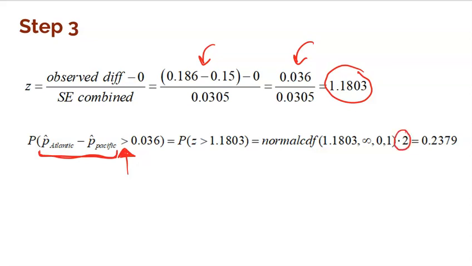Don't forget, you do have to double that by 2 because of our not equal to alternative. This is a two-sided test. So once you double that value by 2, you do get a p-value of 0.2379. So take a moment and soak all that in.